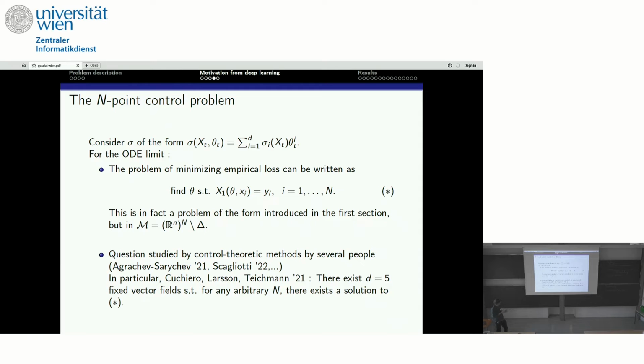And this thing has been studied by several people in the control community. In particular, Agrachev and his collaborators. Scaliotti was a student of Agrachev, and did his PhD studies around these kinds of questions. I also want to mention, with respect to this controllability question, that maybe the nicest result in this direction is in this paper by Cuchiero, Larsson, and Teichmann, who are more from the stochastic analysis community. What they showed is that you can find a fixed number of vector fields, which is 5, but not so important, a finite number of vector fields that you can fix.